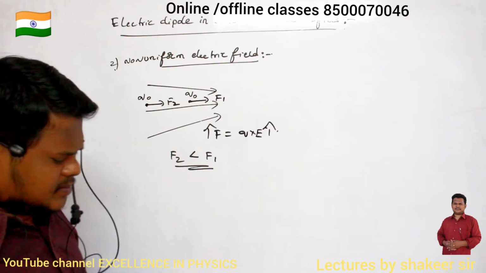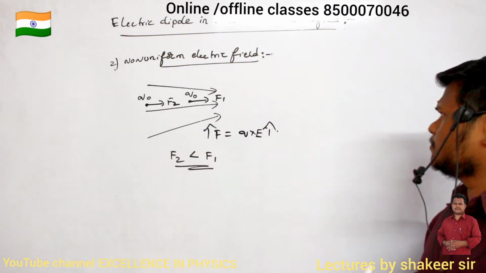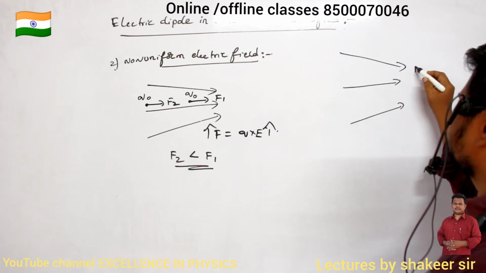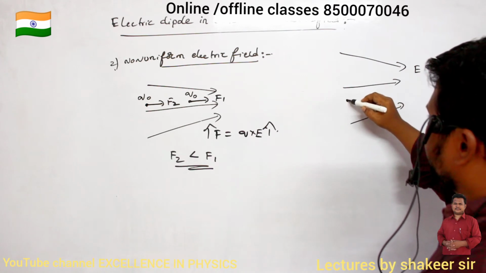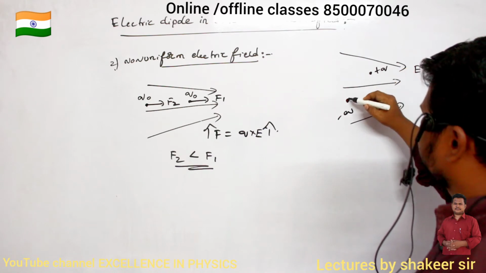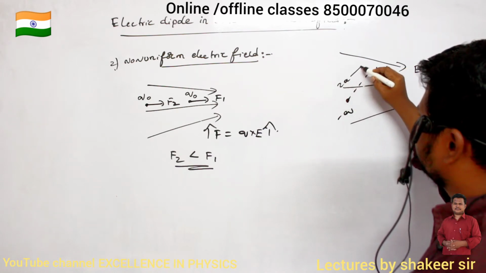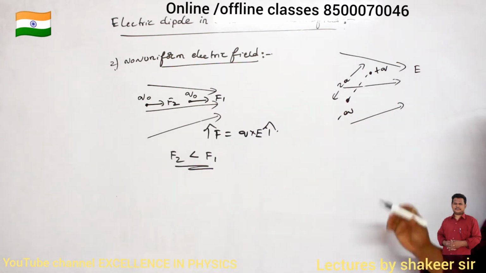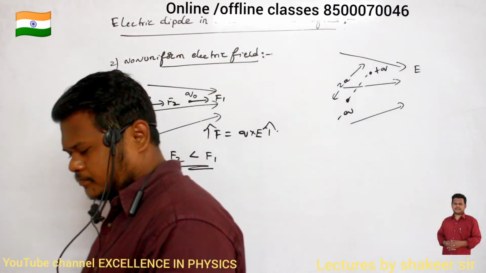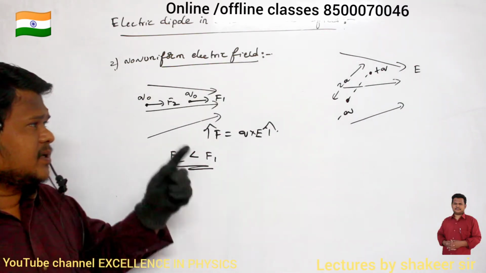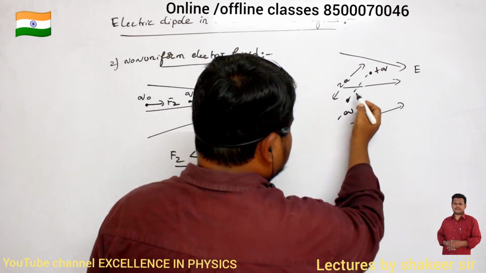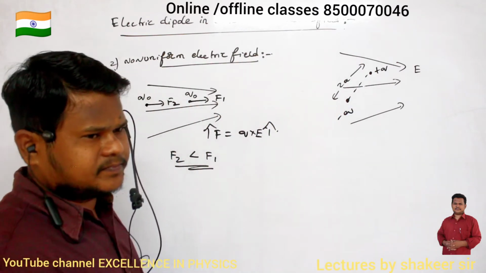Now what happens if I place a dipole in a non-uniform electric field? This is the direction of the electric field, and here I am placing a negative charge and a positive charge plus Q, separated by a distance of 2a. If I place the dipole like this, what will happen? Will this one experience a greater force or will this one?